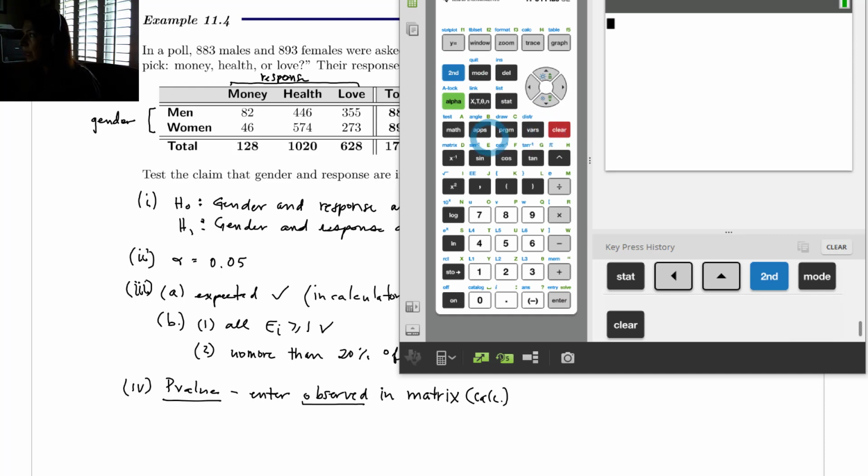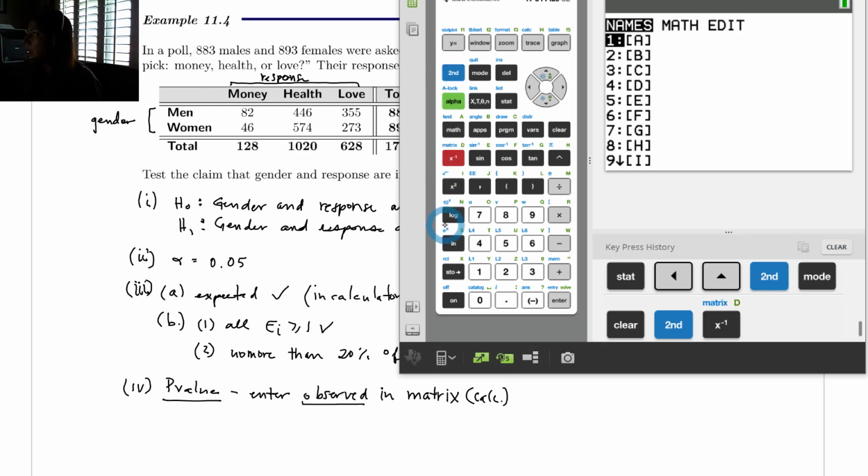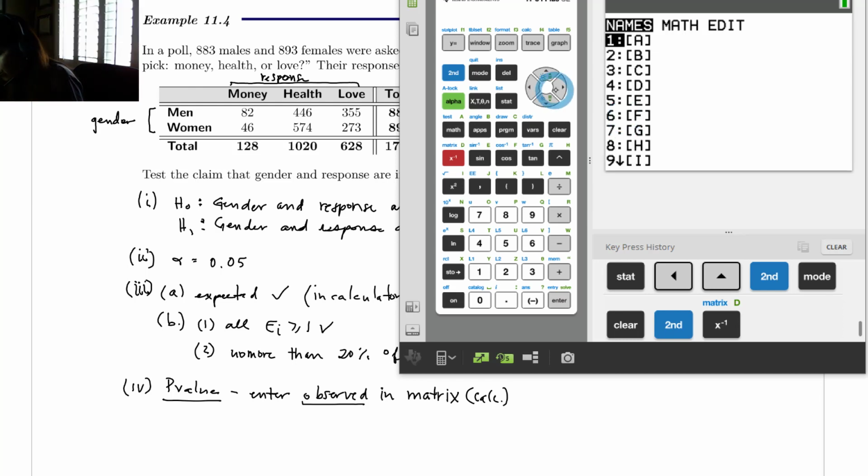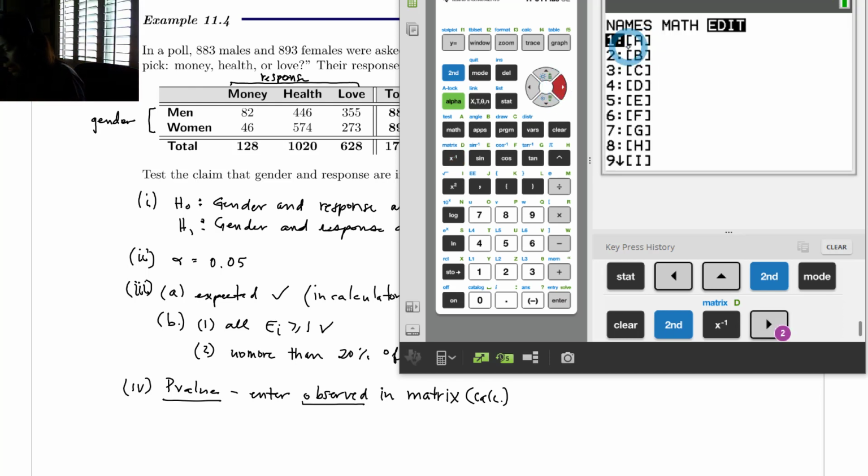Okay, so we can go to matrix by highlighting the matrix menu. So how we do that is, hit second, x inverse. So notice we have a whole bunch, right? We can put in as many as we want. We only need one matrix because the calculator calculates the expected. And so we'll go to edit because that's what we want to do, is edit one of them. So let's go to edit one.